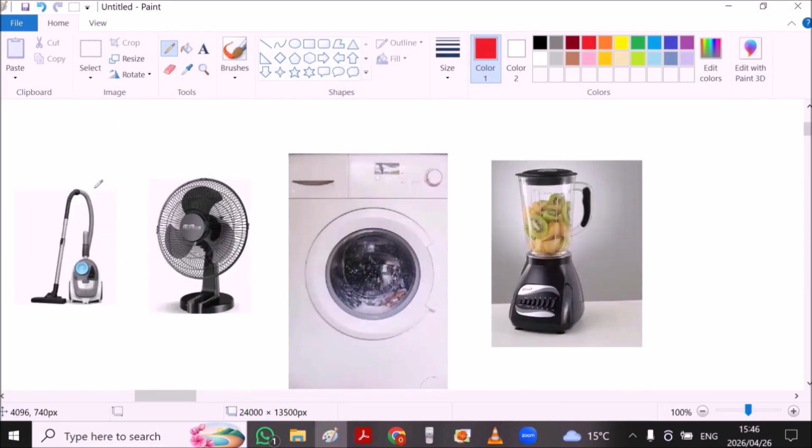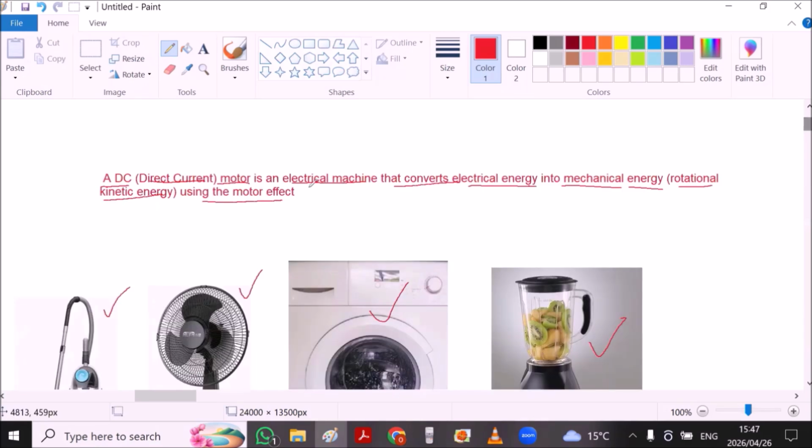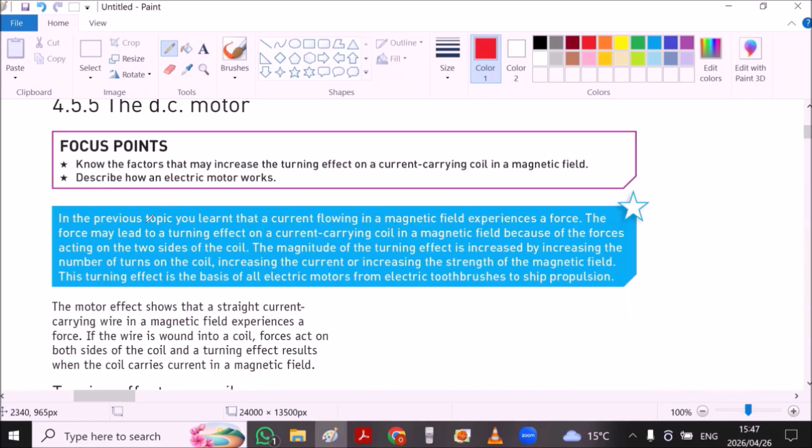Common home devices that use an electric motor are the vacuum cleaner, the fan, the washing machine, and the blender. Any electric device that has movement uses a motor. In the previous topic, we learned that a current flowing in a magnetic field experiences a force. We also learned that a current-carrying conductor in a magnetic field experiences a force.